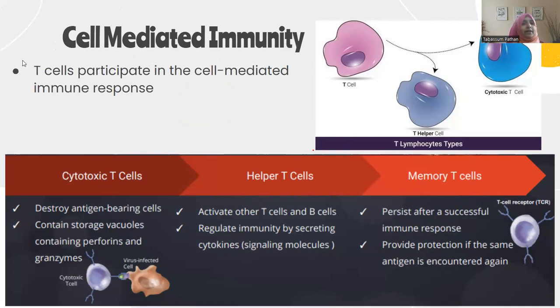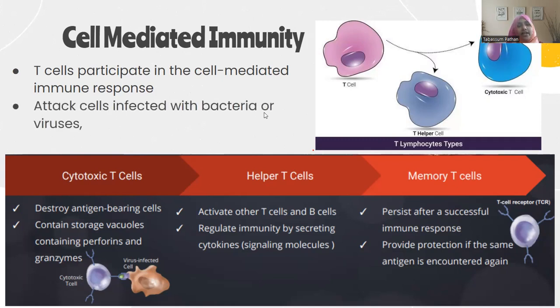So in cell-mediated immunity, T cell will participate. The cell will itself participate directly. So hence it is known as cell-mediated immune response. Okay, attack cells infected with bacteria or virus. So in humoral immunity, the B cell will produce plasma cell and memory cell. The plasma cell will produce antibodies and it will kill the viruses.